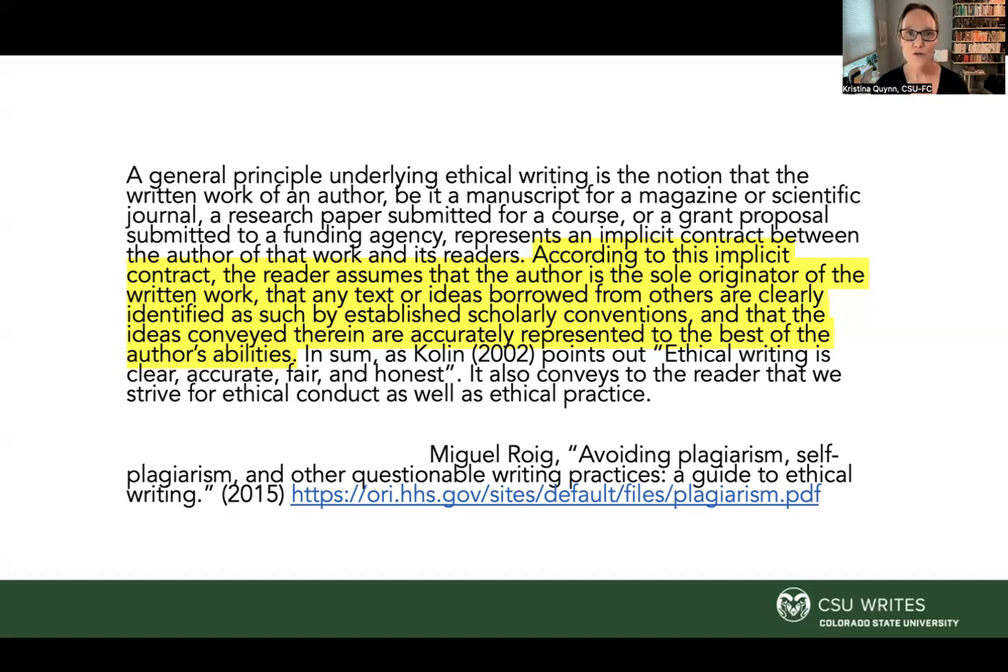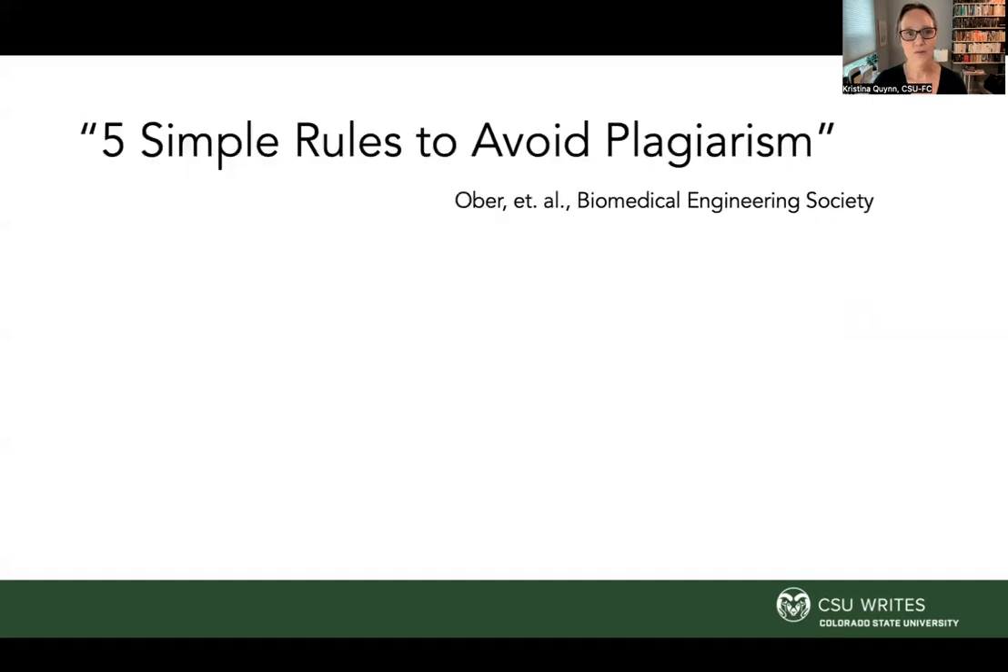Okay. And the reader assumes that you as the author, or you and your author collaborators, are the sole originator of the written work, and that any text or ideas borrowed from others are clearly identified by established scholarly conventions, and that the ideas conveyed are accurately represented to the best of your ability. And so that just needs to be clear. And mistakes happen. People forget to include a citation or something like that. But if it becomes a regular practice, it can suggest sloppy writing on your part or inattention, or sometimes even willful desire to not reveal where something came from, which is troubling.